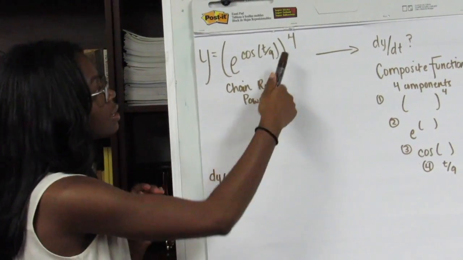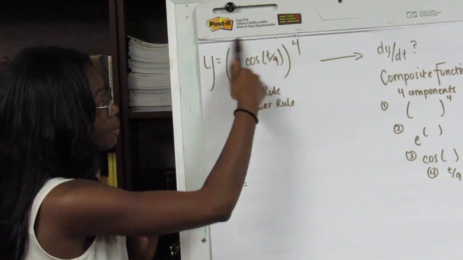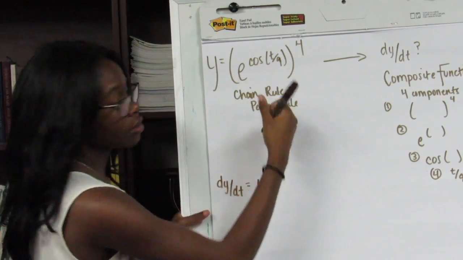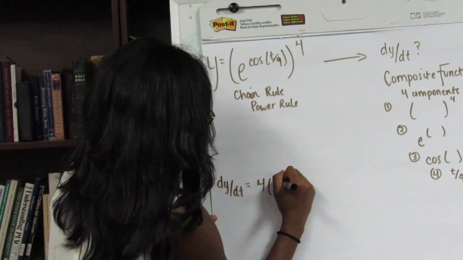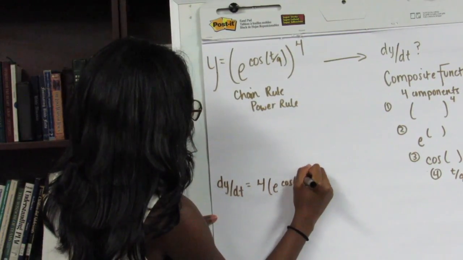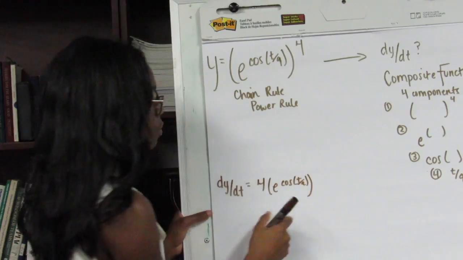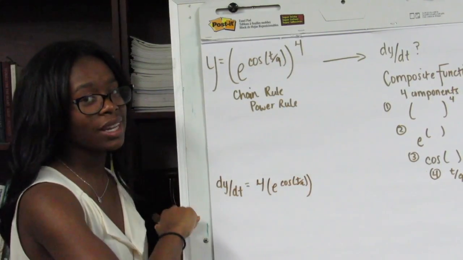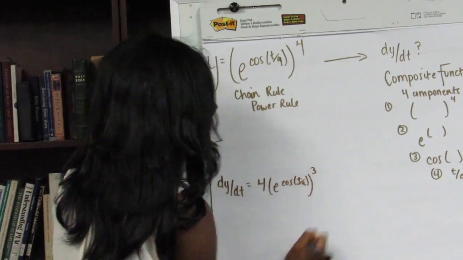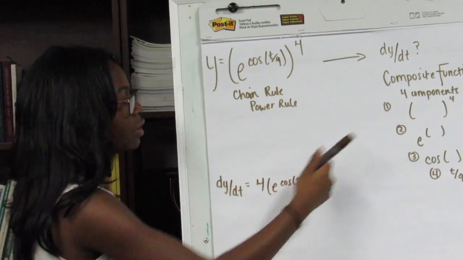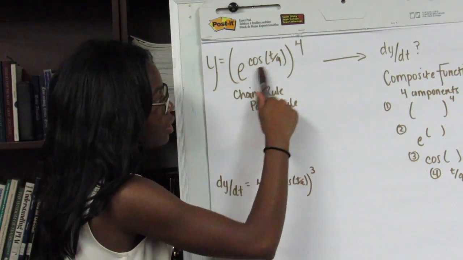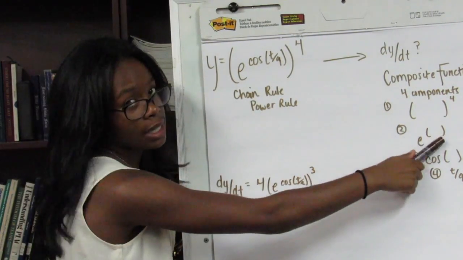The power rule states to bring the exponent down, multiply times the inner function, e to the cosine of t over 9, and raise it to the exponent minus 1. 4 minus 1 is 3. So here we have the derivative of the outermost function, and we must multiply it by the derivative of the inner function, which is e to the something.